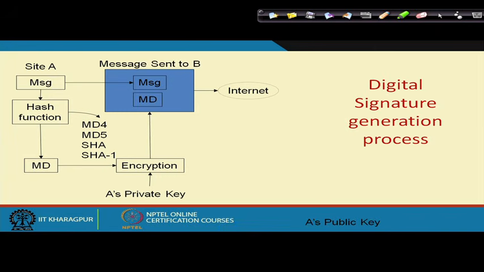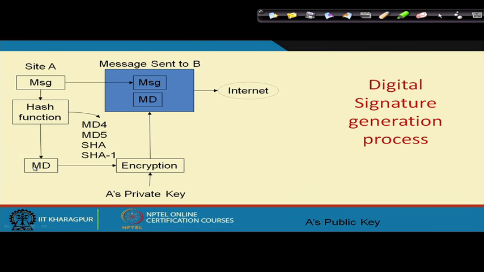Look at this. This is the digital signature generation process. In fact, about hashing etc., we have already discussed. So, besides hashing, it also uses a public key operation. So, what happens? The message, which is the application data that is supposed to be sent, first goes through the hash function and a message digest is generated.